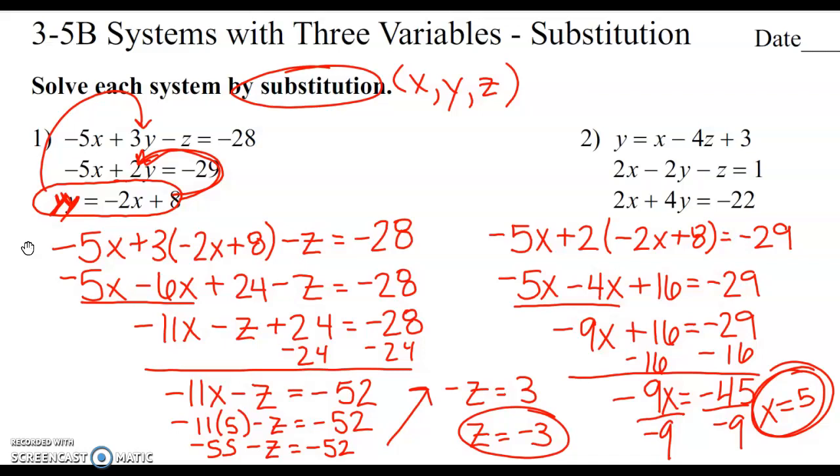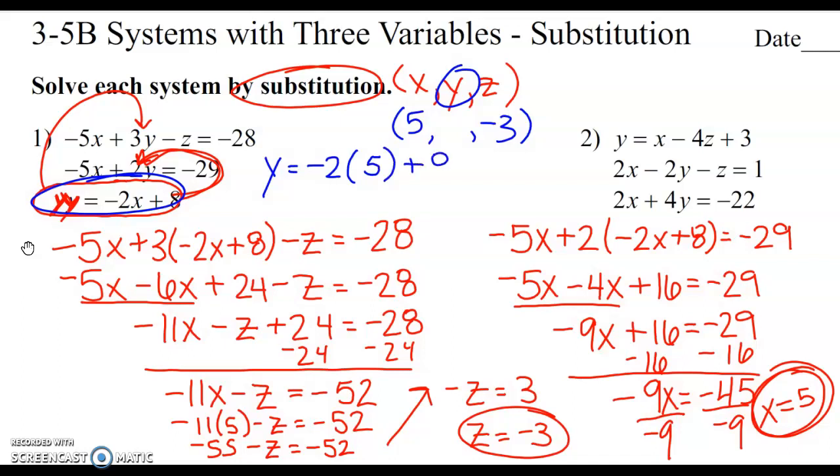So now I have x, right? I just found out that x is 5. I know that z is negative 3. So I'm looking for y. I have to pick an equation that has y. That one looks nice and little and sweet. So I can do y equals negative 2 times x, which is 5, plus 8. So y is negative 10 plus 8. So y is negative 2. So my ordered triple answer on that one would be 5, negative 2, negative 3.